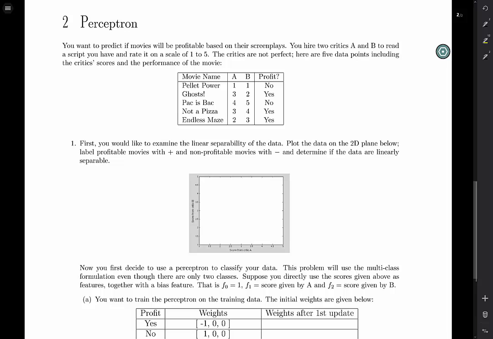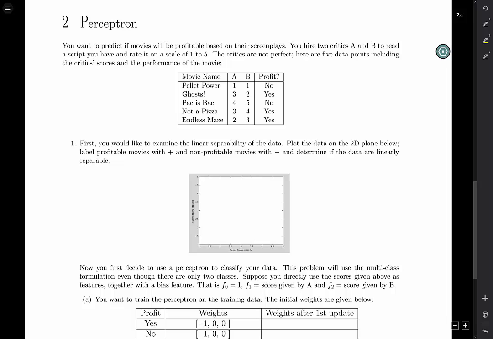So in this problem, they say you want to predict if movies will be profitable based on their screenplays. You hire two critics, A and B, to read a script, and they rate it on a scale of 1 to 5. The critics are not perfect. Here are 5 data points, including the critic's score and the performance of the movie. So in the first question, they ask us, you'd like to examine the linear separability of the data. Plot the data on the 2D plane below, label profitable movies with plus and non-profitable movies with minus, and determine if they're linearly separable.